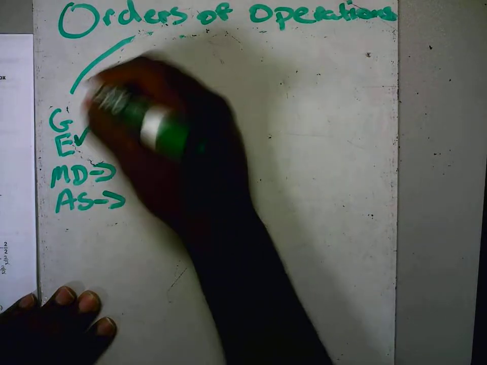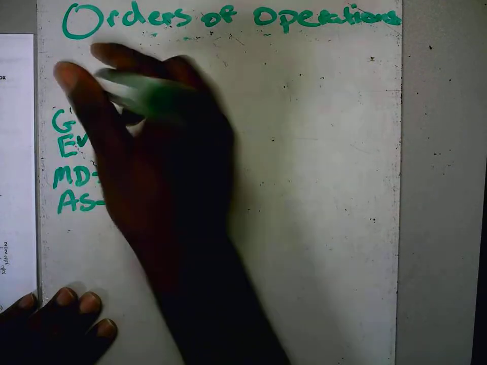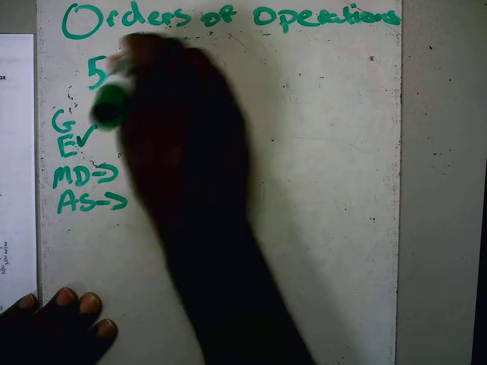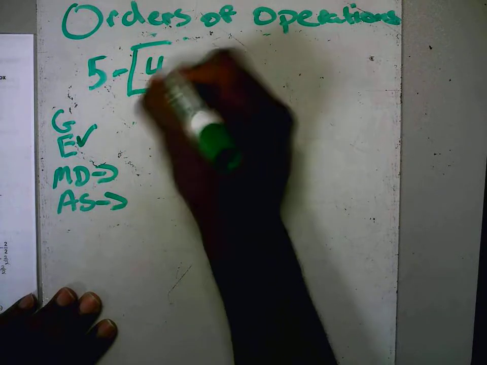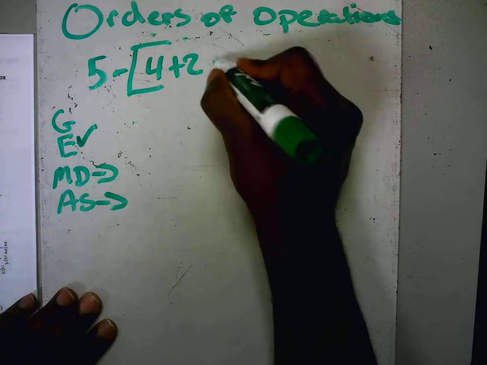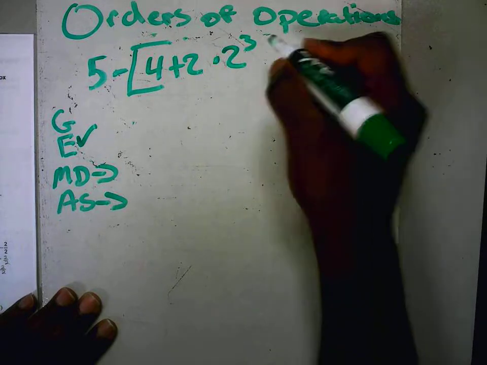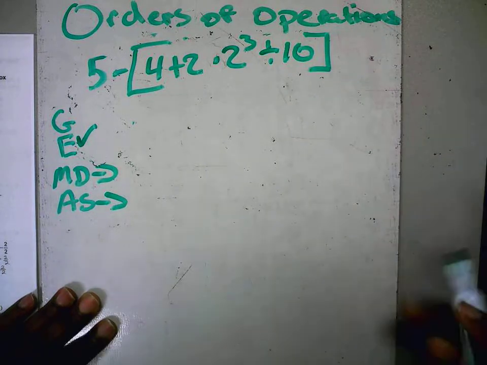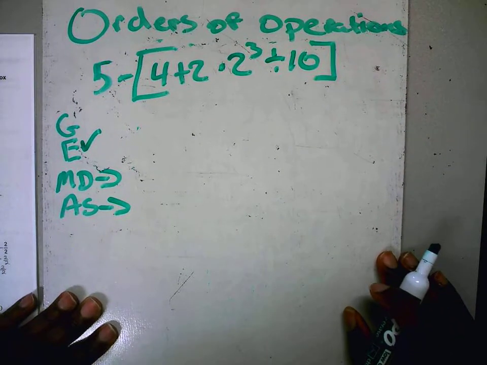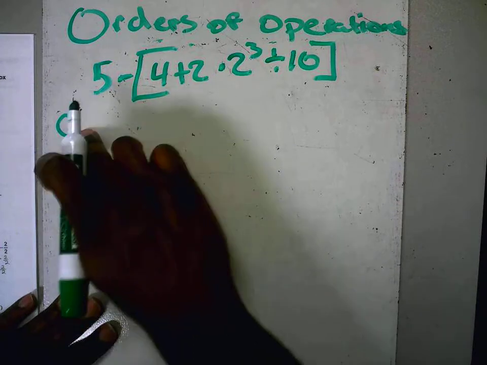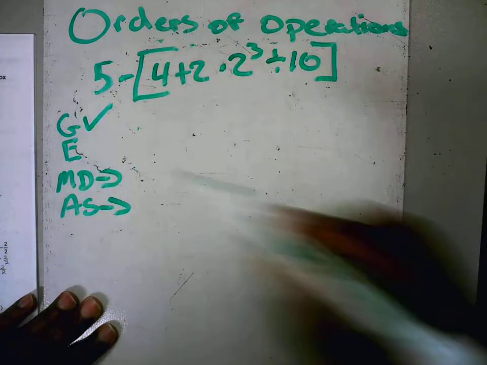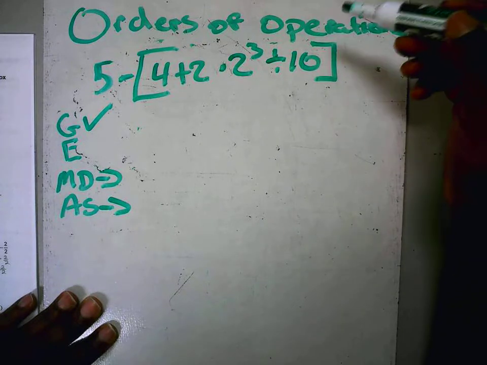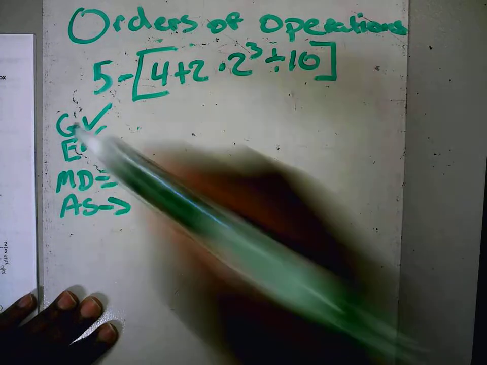So this one has brackets as well. We'll have 5 minus, inside the bracket, we have 4 plus 2 times 2 to the 3rd power divided by 10. Alright, first thing we have to do, is there groupings? Yes, there are groupings. We're going to go inside our grouping. Are there any groupings inside of the groupings? No, there are not. So we're going to go down to exponents.